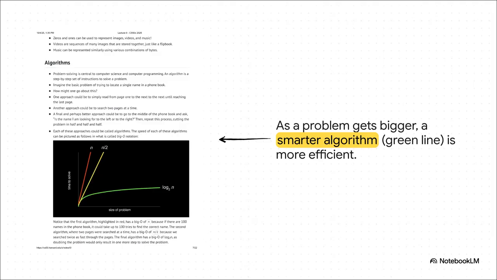And this graph shows you exactly why that difference matters so much. That red line shooting straight up, that's our slow, page-by-page algorithm. As the problem gets bigger, the time it takes just explodes. But look at that green line. That's our smart, divide-and-conquer algorithm. It's dramatically more efficient. And this is why computer scientists are so obsessed with finding better, smarter algorithms.